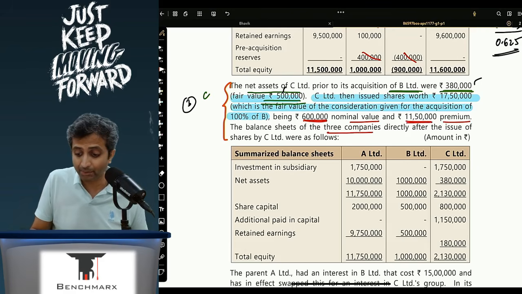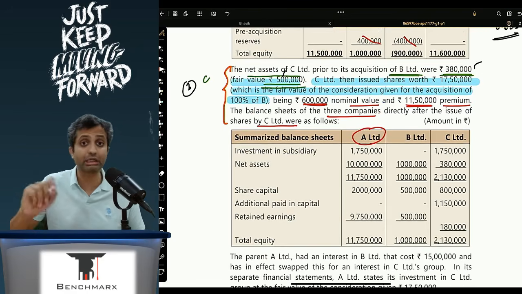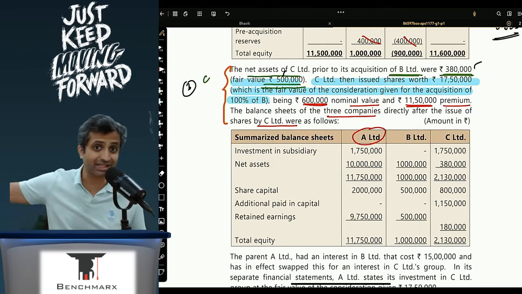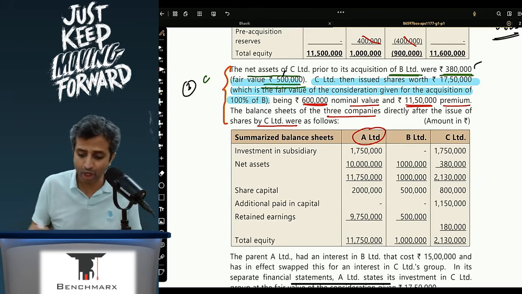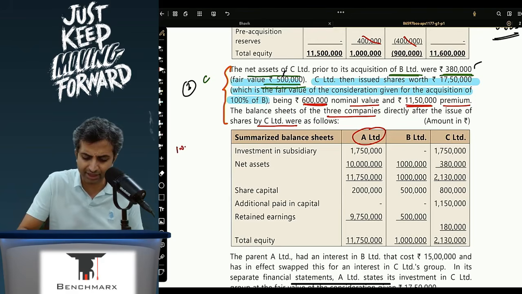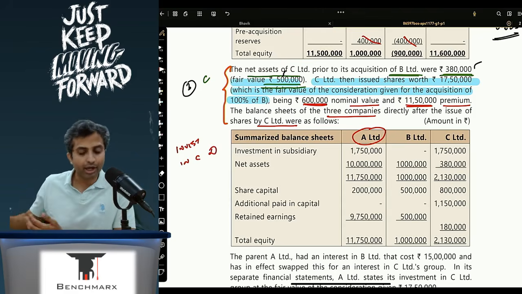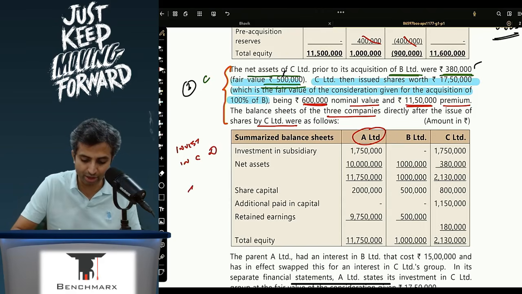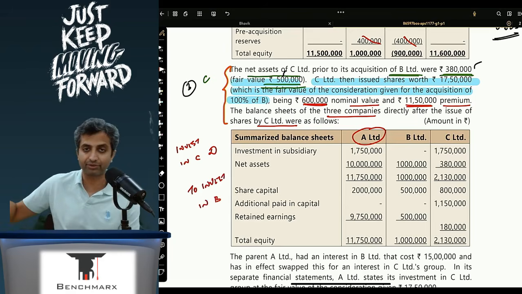The balance sheet of the three companies directly after the issue of shares by C are as follows. Now in A's SFS, just for my knowledge, earlier I had this. The question has ended. If you have less time, you can skip to the next question from the timestamps that you see below. But in A's balance sheet, there would be an investment in C. Earlier there was an investment in B that will be derecognized in SFS. Why? Because I'm giving up investment in B. So investment in C account debit to investment in B.